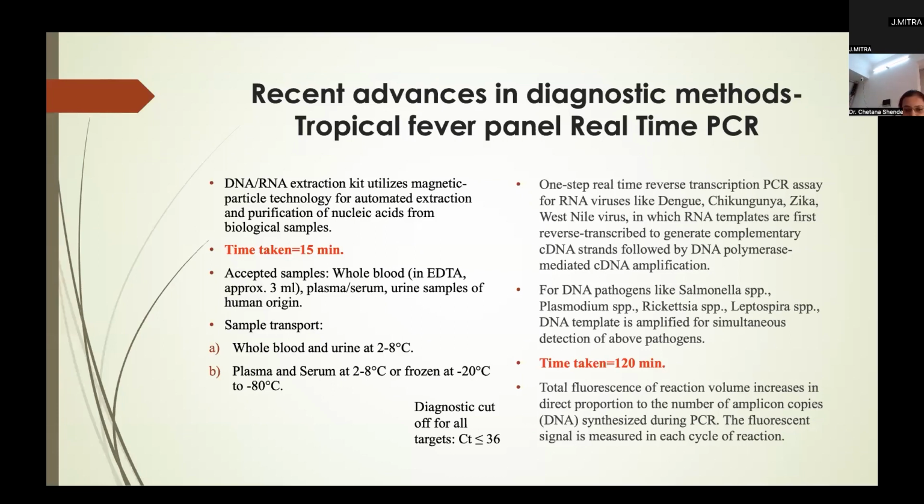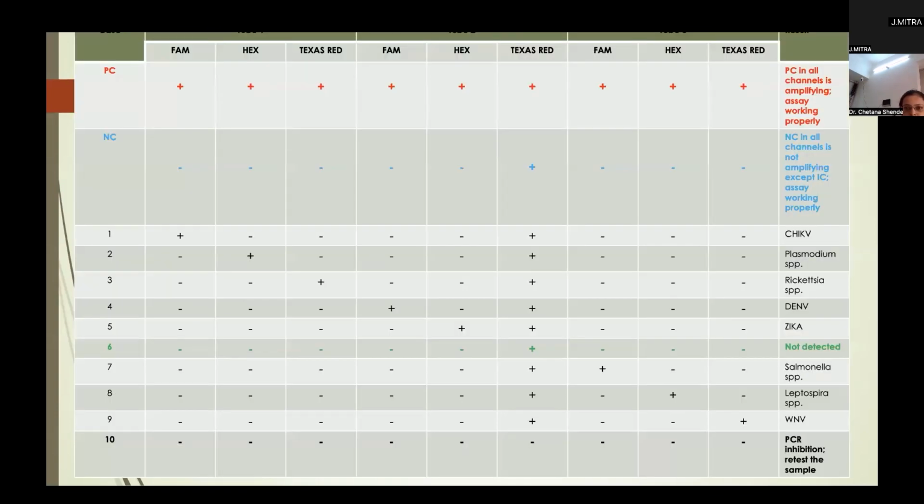Next slide. Next. I am on the next slide, Dr. Shende. I'm on the next slide, which is the table, and I had highlighted over here.